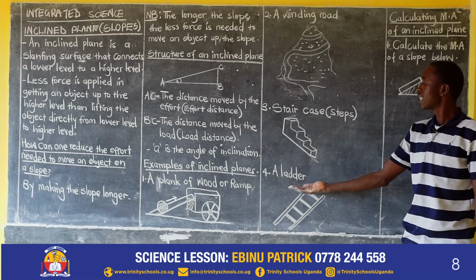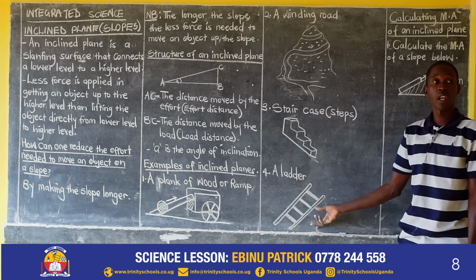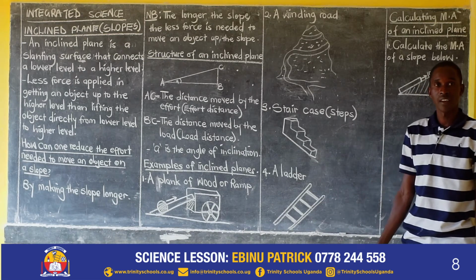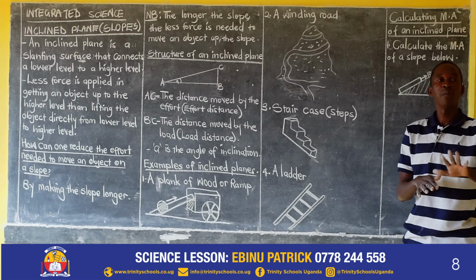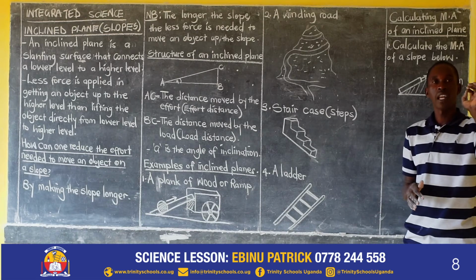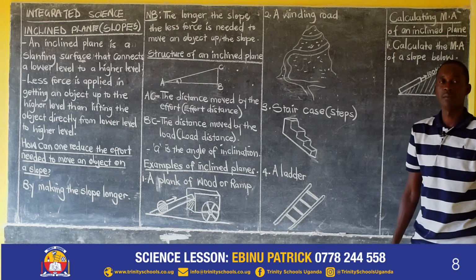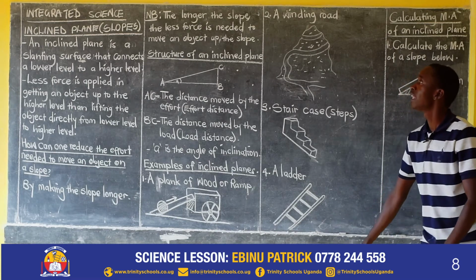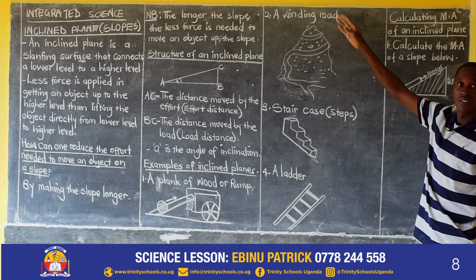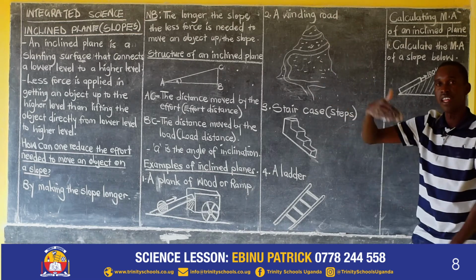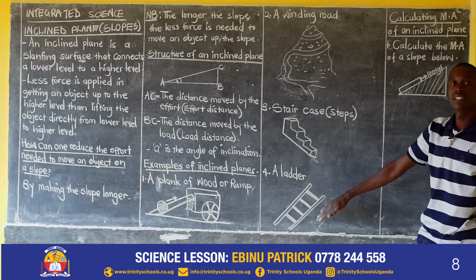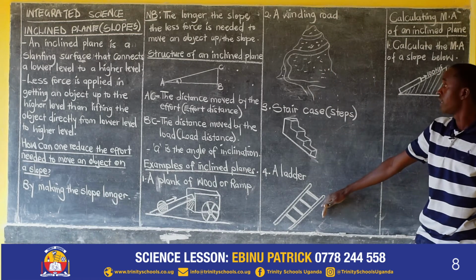Then the last example, the fourth one, we have what we call a ladder. All of us have ever used a ladder. When you want to climb on a roof or you want to climb on a tree, you can put a ladder and you use the ladder to climb up. Instead of climbing directly from the wall, you can put the ladder, then you use that. So a ladder is an example of an inclined plane.